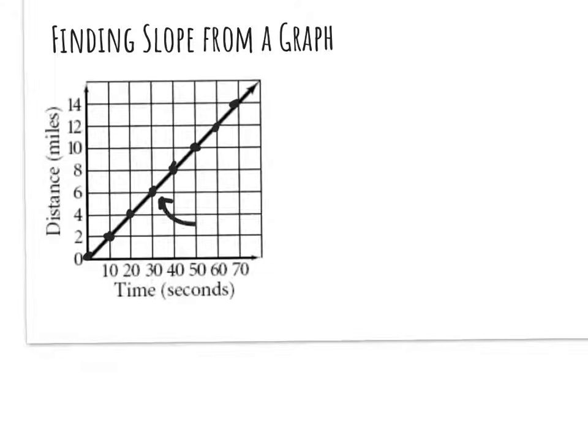I'm going to choose to use these ones, but remember, it doesn't matter which points you use as long as they're on the line. First thing I'm going to do is find my change in y. If I started at 6 here and I went up to 8, I know that my change in y is up 2. If I look at my x value, I started at 30 and went to 40, so my change in x is up 10. Remember, slopes always need to be reduced, so my change in y over my change in x, also known as my slope, is going to be 1/5.